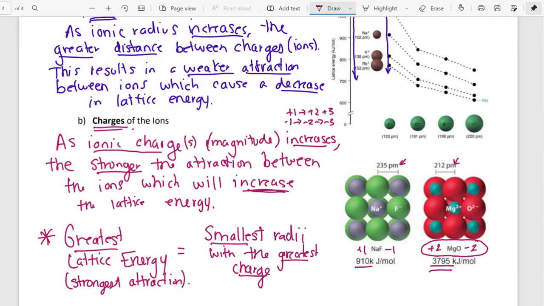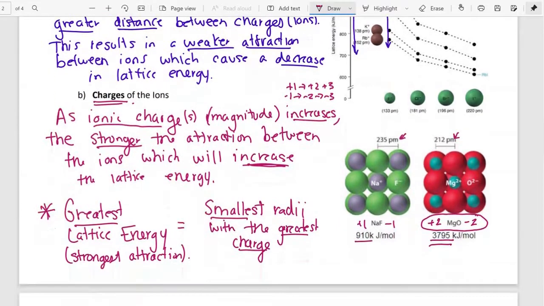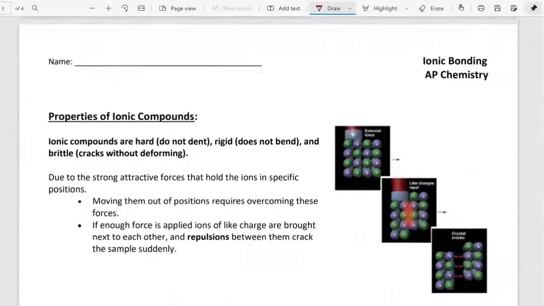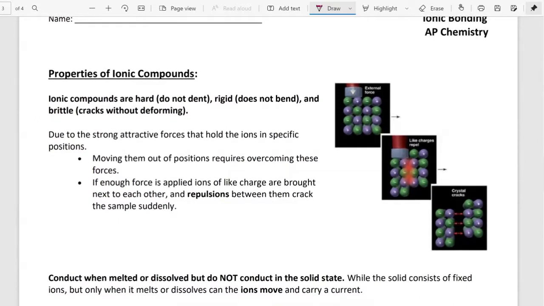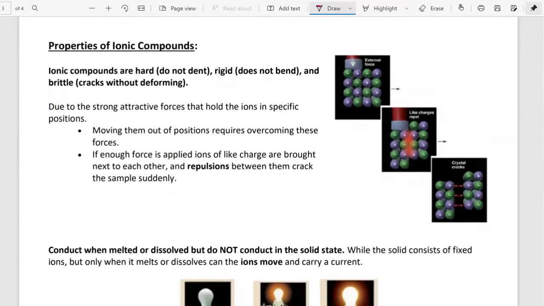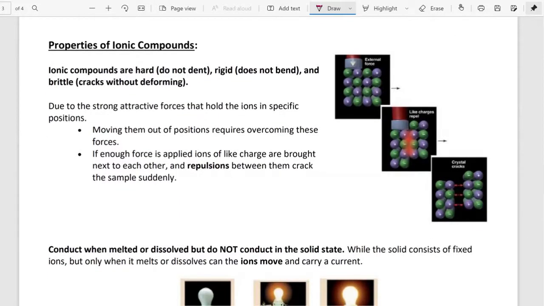Okay, that's basically it. So we gave a brief overview of ionic bonding and lattice energy. And I do want to get into just quickly reviewing properties of ionic compounds. We'll come back to this at the end of the unit when we go through all different types of solids. But just so you have an idea and can answer some basic questions about it. One big thing with properties of ionic compounds: ionic compounds tend to be hard materials. They're rigid, so they don't easily bend. And they're brittle, they crack without deforming.